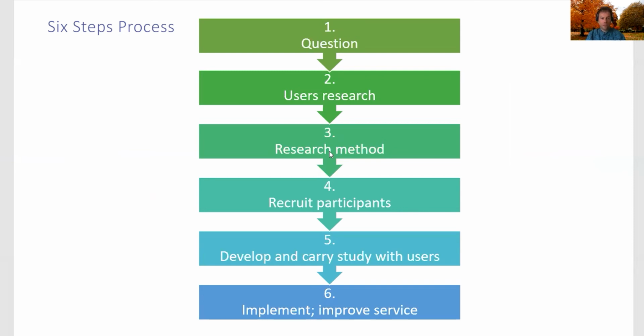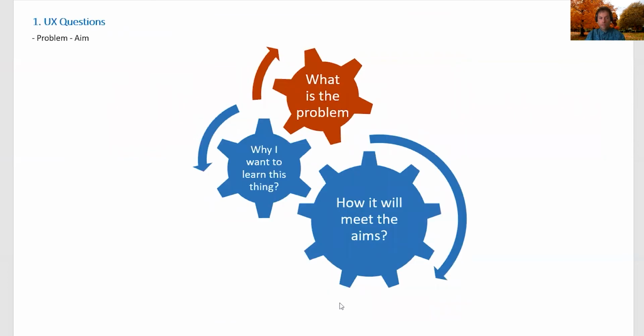Now, let's look at the 6-step process of how to conduct UX, user-centered research. Defining the question, conducting your user research, deciding on your research methods, recruiting participants, developing and carrying out the study with your users, and then the implementation, actually improving your service. Let's look at each step. Step 1 is always to define your question.